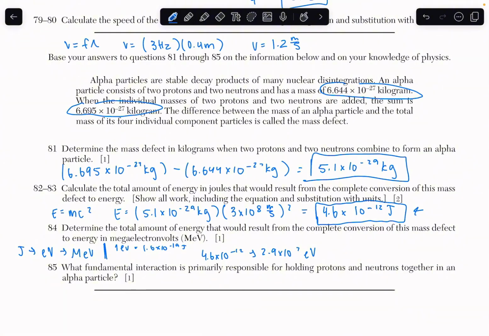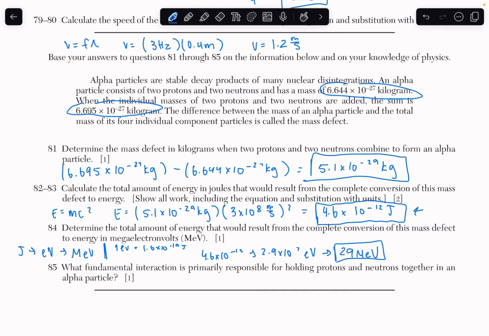Now that we have our value in eV, we have to turn that into mega eV. Once again, when you look on the reference table, you'll see that something that is mega is 10 to the 6th times bigger than the normal unit. So since we're going from eV to mega eV, we have to divide this by 10 to the 6th. And since the mega unit is way bigger than the regular unit, our value is going to get smaller. So 2.9 times 10 to the 7th divided by 10 to the 6th is just going to turn it into 29 mega eV.